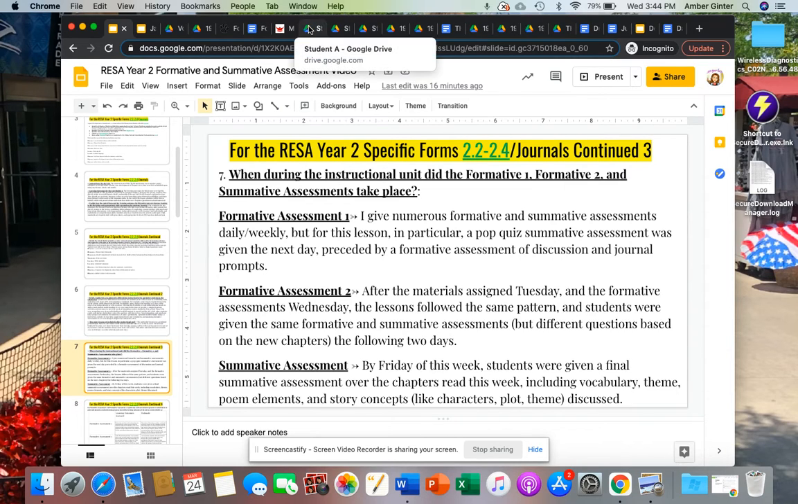When I gave my assignments, which I will show you, they would get questions that they would have while they read the chapter. If they paid attention, they literally could just fill them out as we went along, as they go in order. The next day, they took a pop quiz. The day after that, they took the second formative assessment, another set of questions. Every week follows that same pattern.